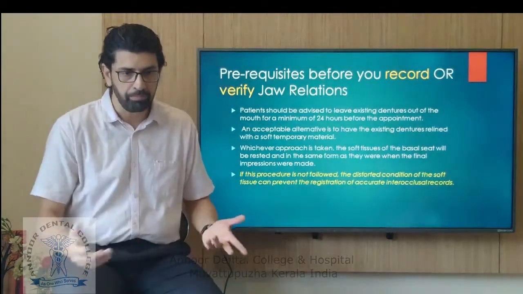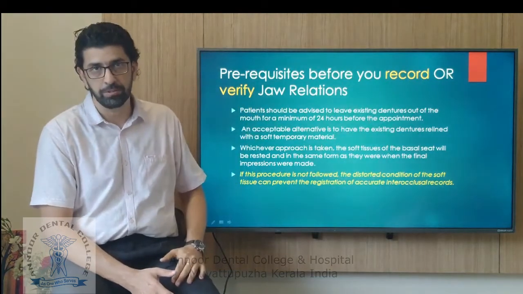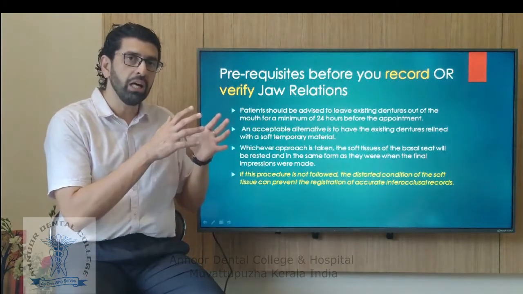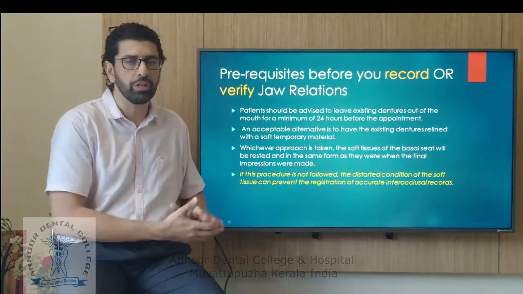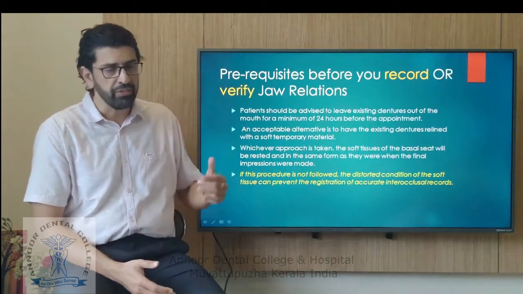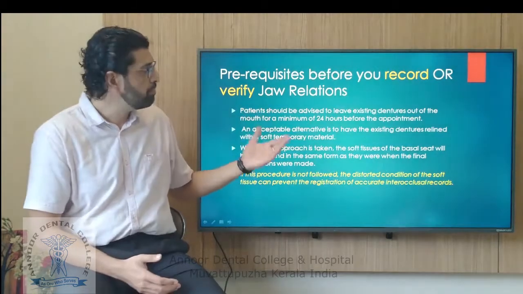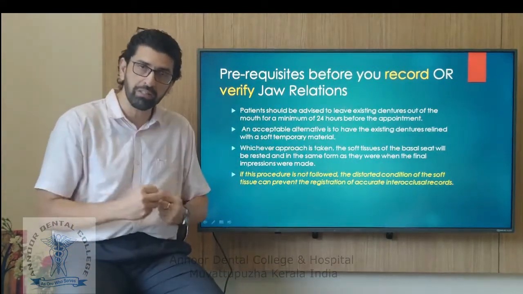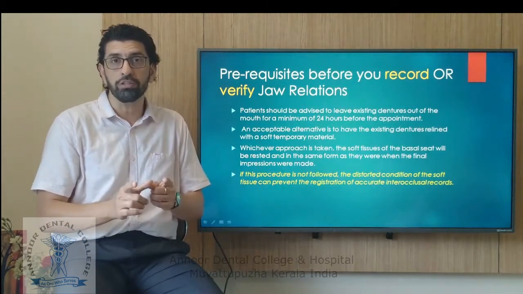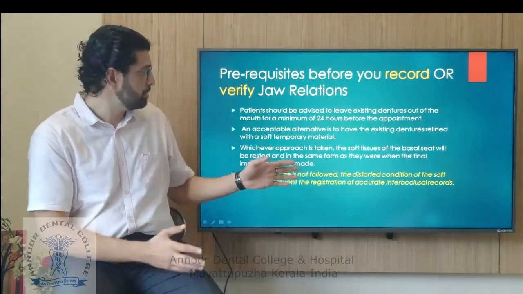Right. So what's next? Well, there are some prerequisites before you record or verify your jaw relations. Okay. Some prerequisites. How do you actually come to the place where you're going to do the jaw relation? Primarily, if the patient has been wearing old dentures, it is a good idea that you advise the patient to leave the existing dentures out of the mouth for at least 24 hours before the appointment. This gives a chance for the tissues to rest and to be in a normal state, not in a compressed state. And the chances of you making a good jaw relation record are way higher when you have the patient in this condition. Okay?